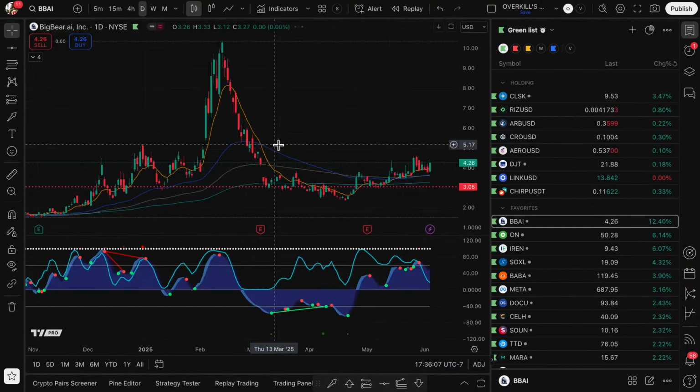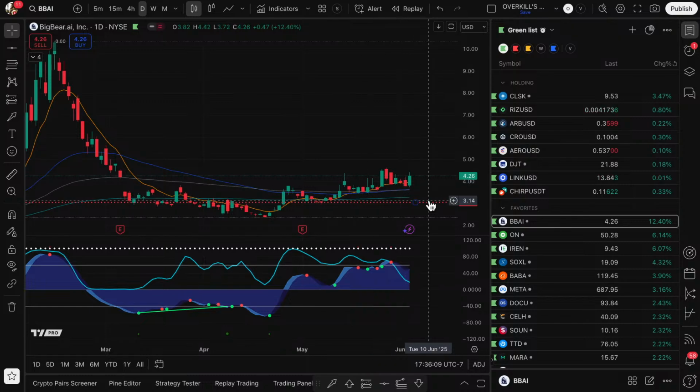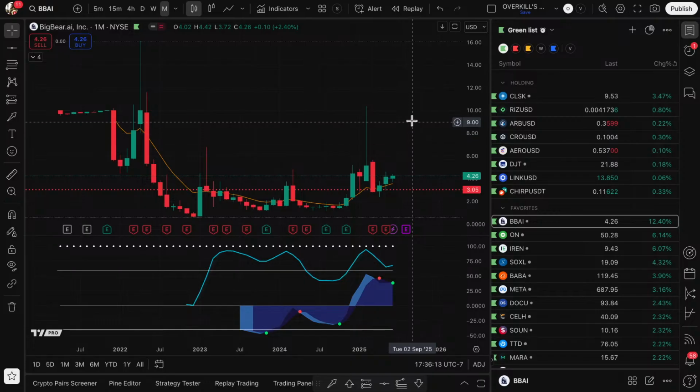BBAI. Okay, still looks good. I still like this one over 3. That's still a solid hold. That one has a monthly as well. Monthly dot on there as well.